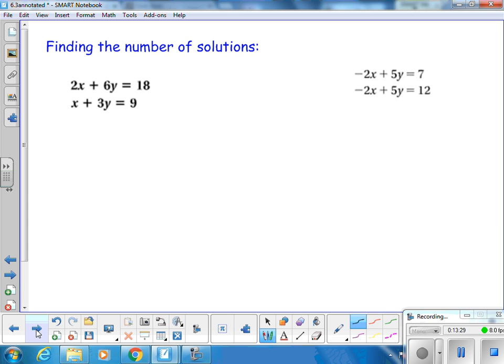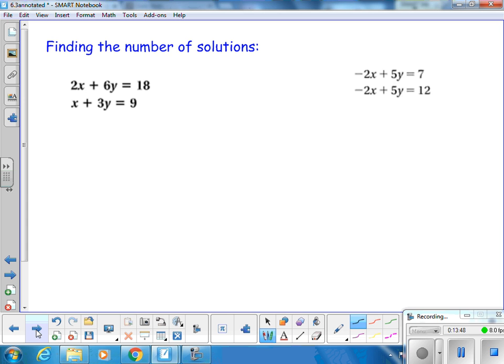Okay, finding the number of solutions. So my options for this would be either it's an infinite number of solutions where they're collinear, land on top of each other, same equation. So the first one's infinite. Second one is no solution at all, like the lines are parallel. And the third one would be one solution. And we can use elimination to determine that.